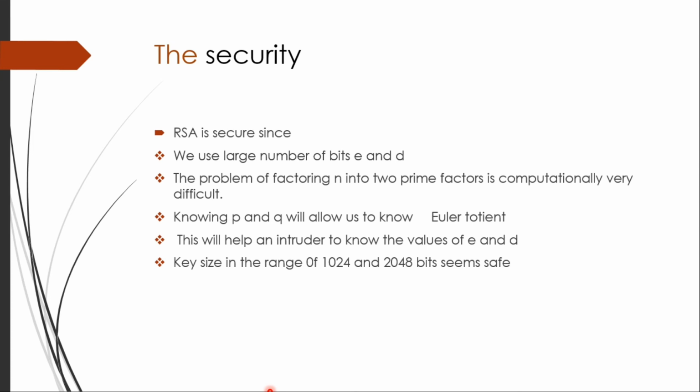RSA is a secure algorithm since we use a large number of bits for e and d. The problem of factoring n into two prime factors is computationally very difficult. Knowing p and q will allow us to know the Euler totient. This will help an intruder to know the values of e and d.